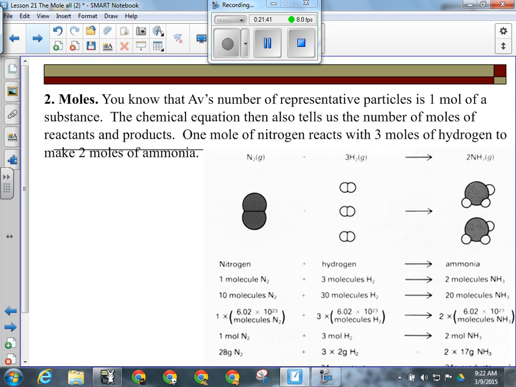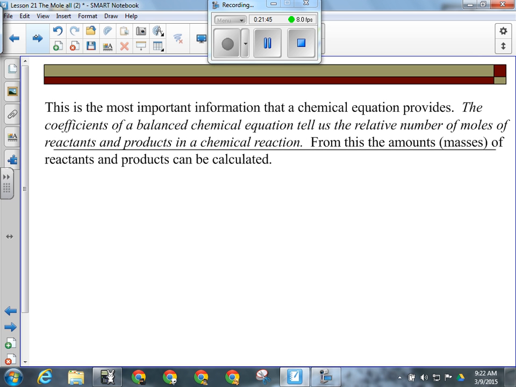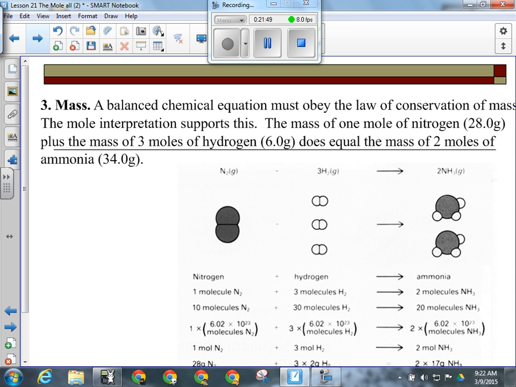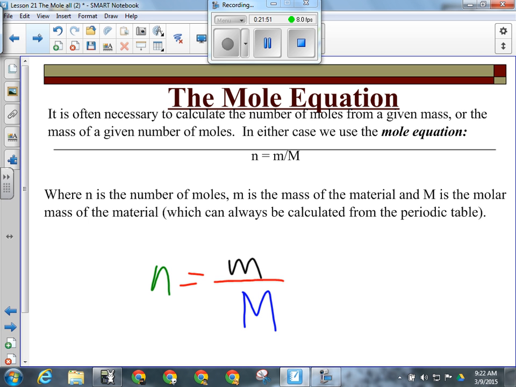Now, the other part we said those numbers could represent moles in a reaction. It could also be the mass, whatever.